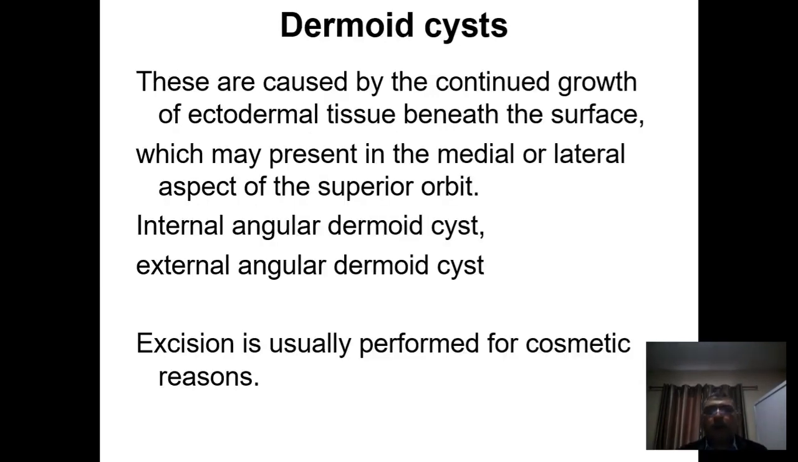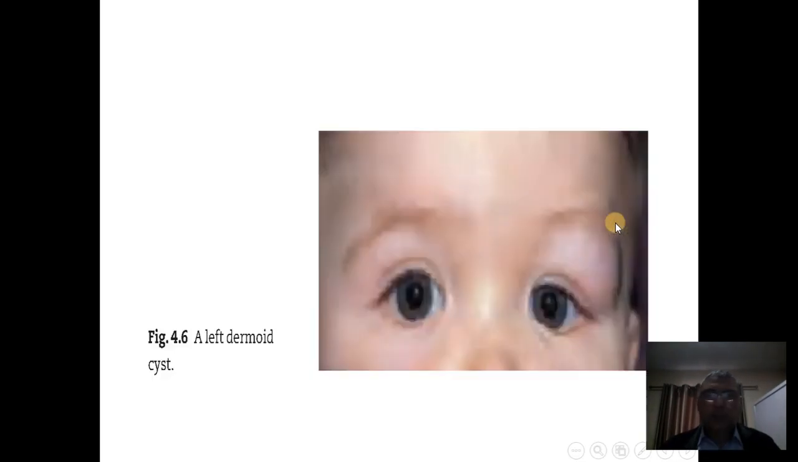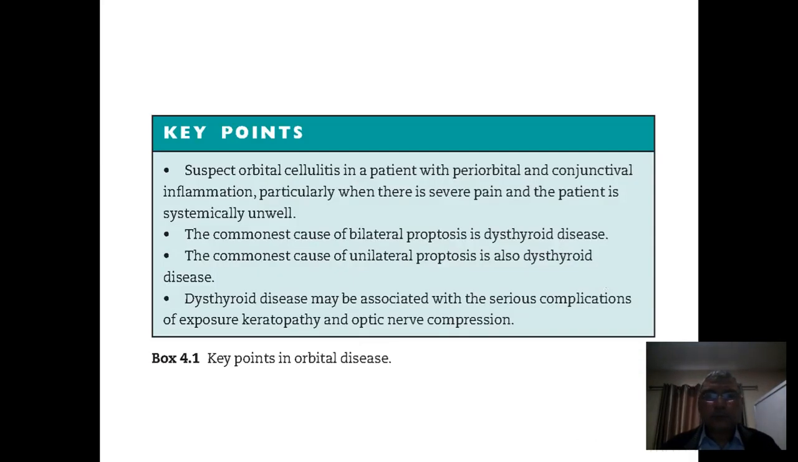Dermoid cysts are continued growth of the ectodermal tissue beneath the surface of the skin. It may occur in the medial or the lateral aspect of the superior orbit, and we call it internal angular dermoid cyst and external angular dermoid cyst. The treatment is excision, usually for cosmetic reasons, and it is also a type of benign swelling. This is an external angular dermoid cyst, and this is an internal angular dermoid cyst in a child. This is an external angular dermoid cyst.